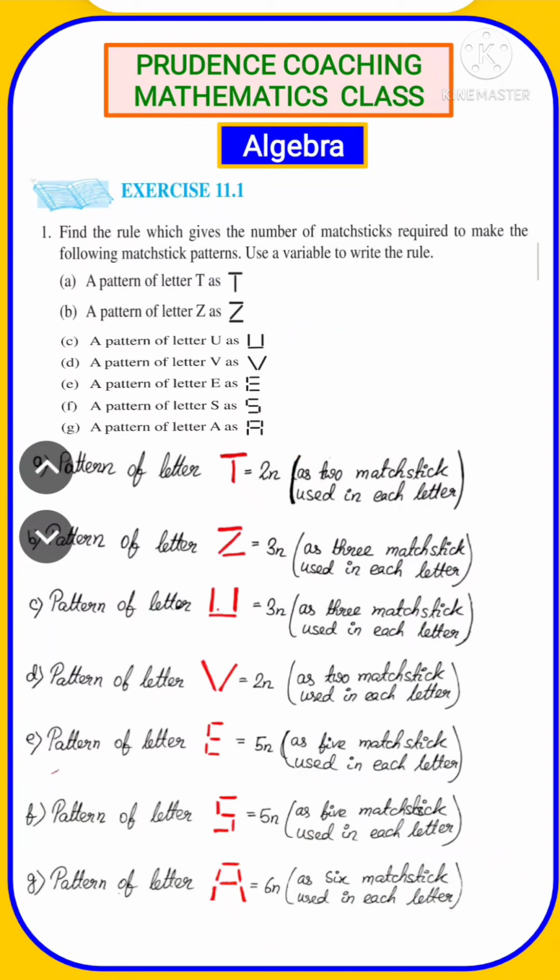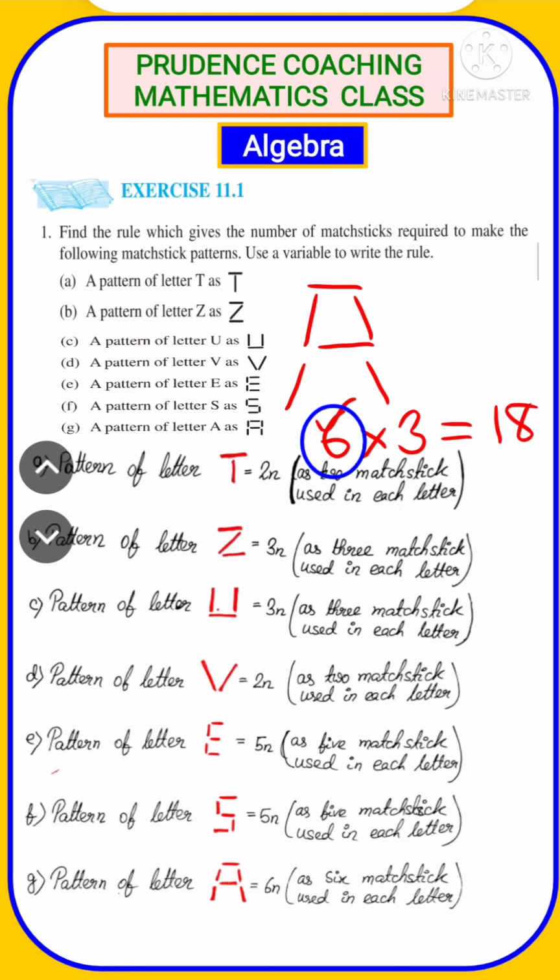And lastly, we have the letter A. So for forming letter A, as you can see, we need 6 mastics. So for making a single A, we need 6 mastics. Now if I say we are making 2 A's, then you will need 6 into 2, 12. Now if I say that we are making 3 A's, so 6 into 3, 18. So this is the number of mastics and this is the number of A's we are forming.